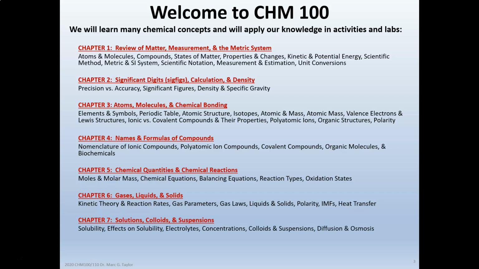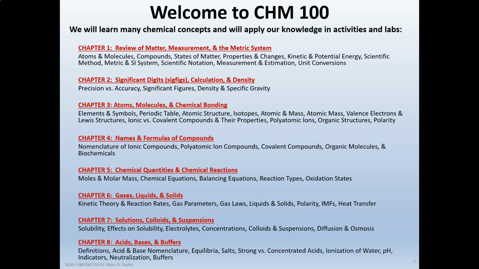Then we'll talk about solutions. These are mixtures of substances that are very well mixed, but other related mixtures that are not quite as well mixed are called colloids and suspensions. And then finally, we'll end with a chapter on acids, bases, and what are called buffers. These are solutions that maintain a fairly constant pH, or in other words, a constant level of acid in them, and they're useful in laboratory experiments.